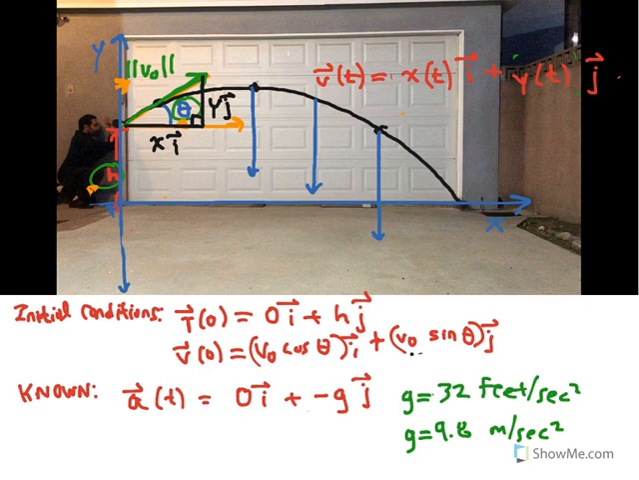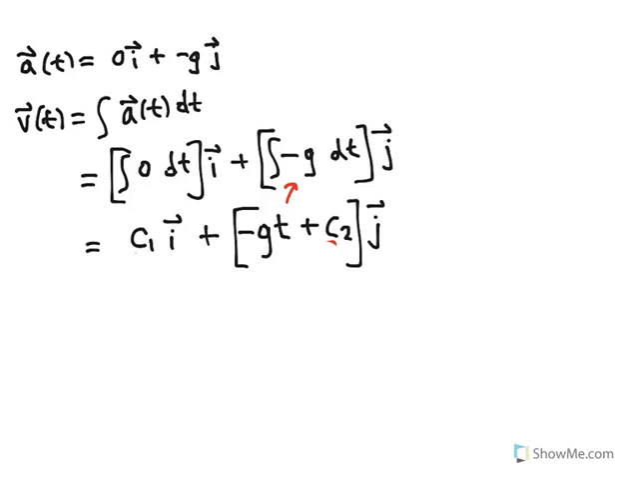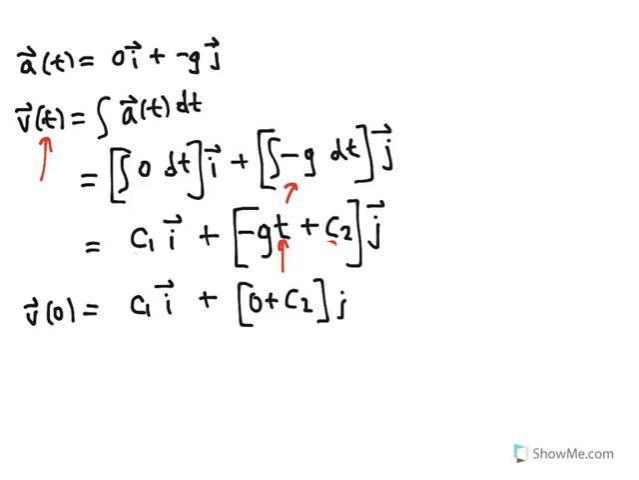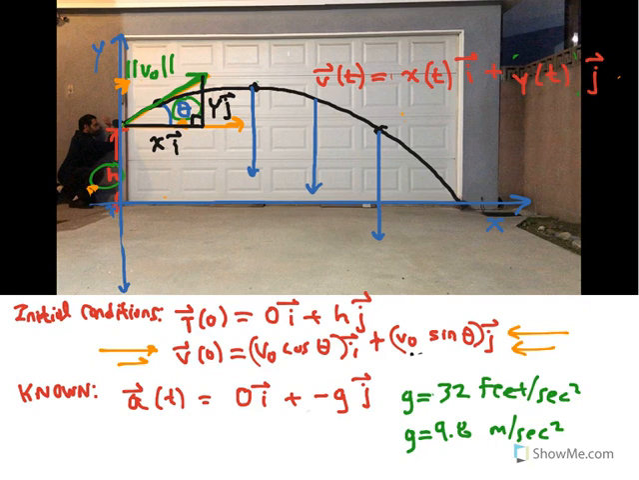To figure out the values of the constants of integration, I need to use my initial condition for the velocity vector. The initial velocity vector v naught in terms of the launch angle theta and initial speed is here. So we're going to use that. To allow me to use that, I need to go ahead and evaluate my velocity vector at time equal to 0. So I have v of 0 is equal to, there is no t here, so I just have c sub 1 i. There is a t here, so I substitute 0 for t, so I get 0 plus c sub 2 j. And I'm going to equate that with my initial condition v naught.